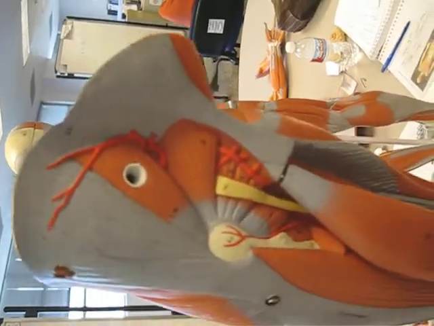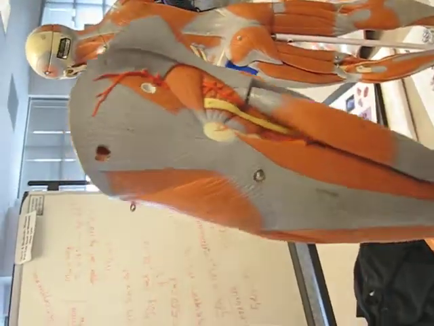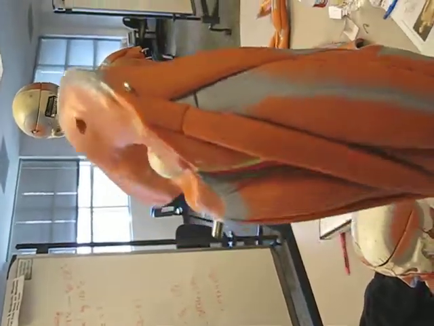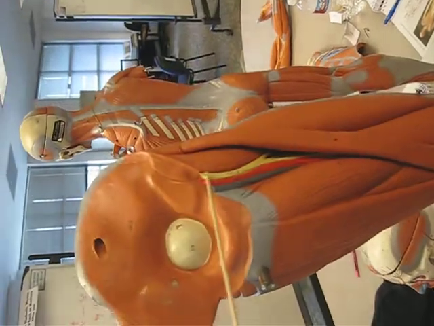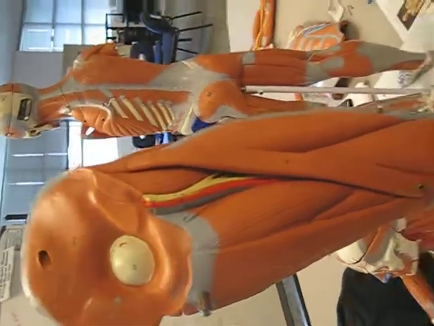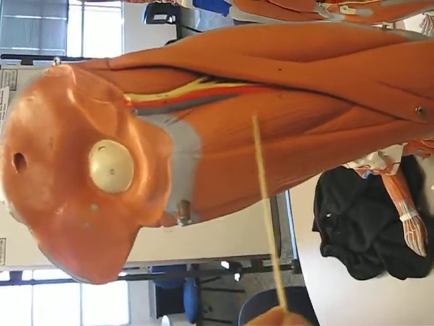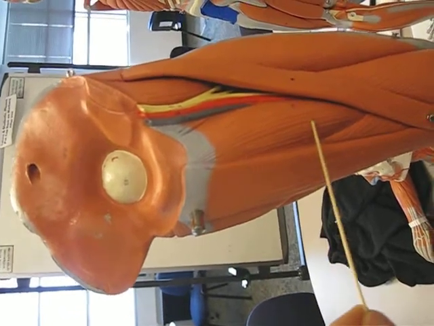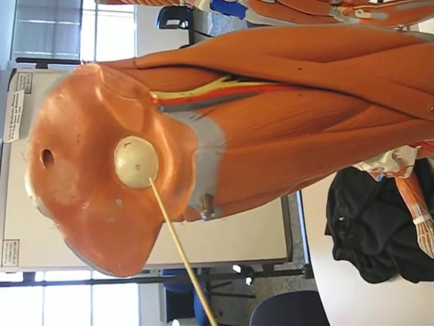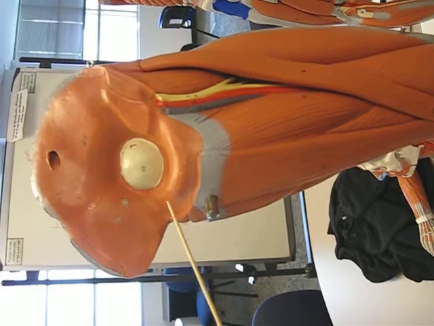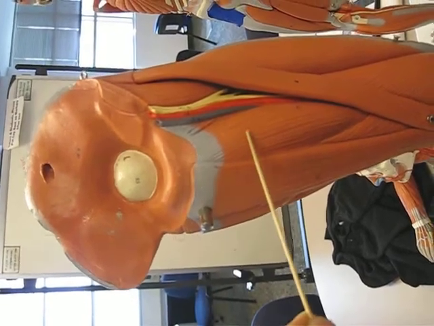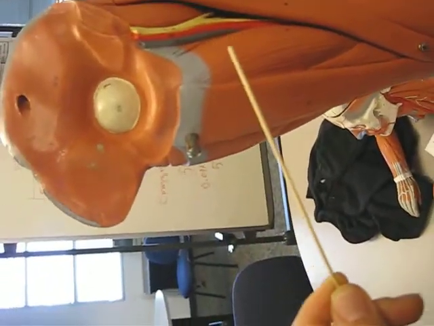Next is the adductor longus. Its origin is the pubic crest and the symphysis pubis. Its insertion is on the linea aspera of the femur, and its action is to adduct the thigh.